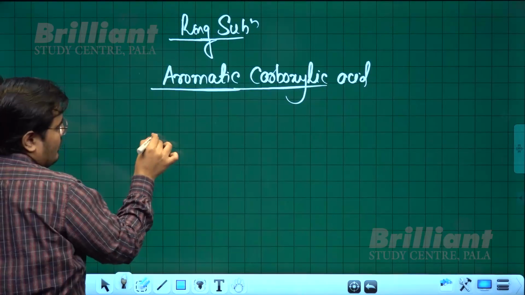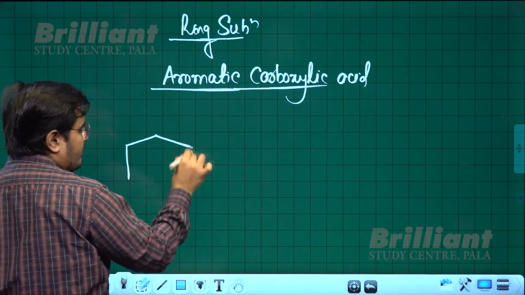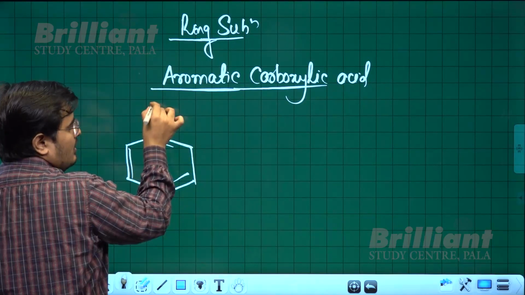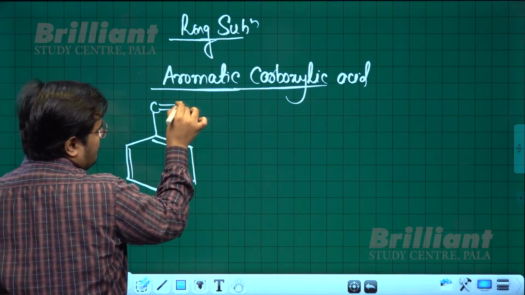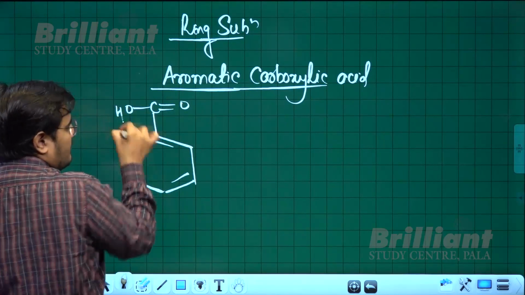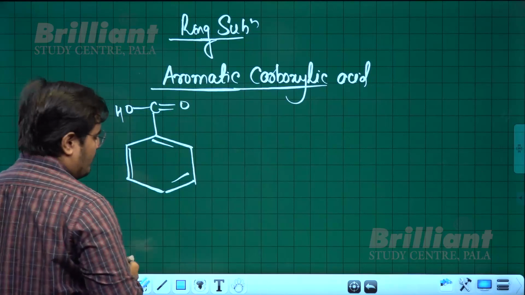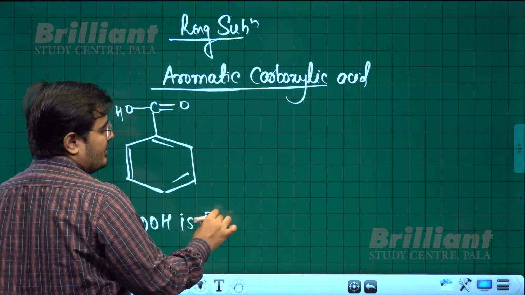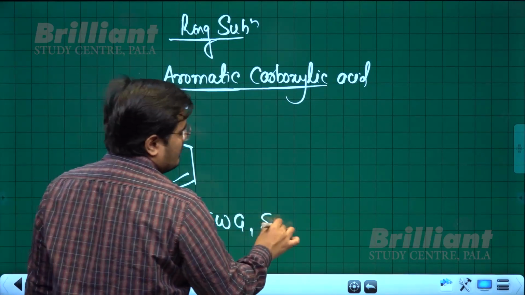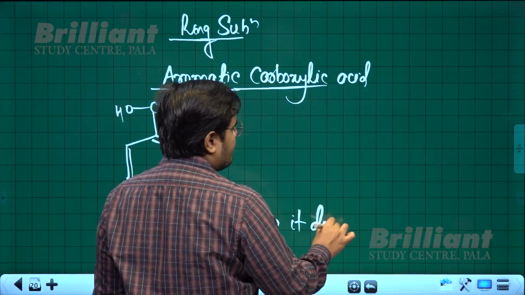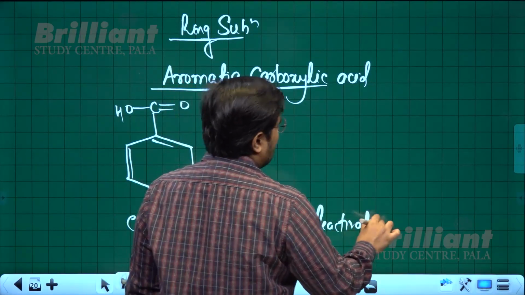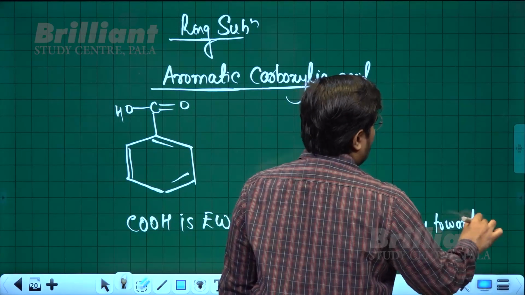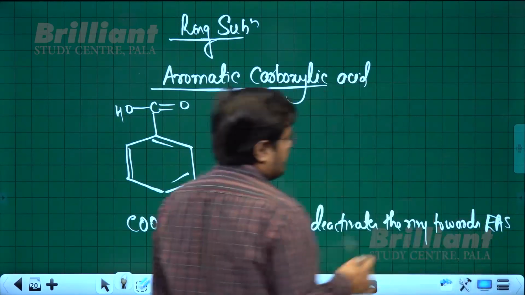So in this case we know that benzene is capable of undergoing electrophilic aromatic substitution. So let's say you have a benzene ring which is substituted by COOH. Then we know the COOH group is an electron withdrawing group, so it deactivates the ring towards electrophilic aromatic substitution.